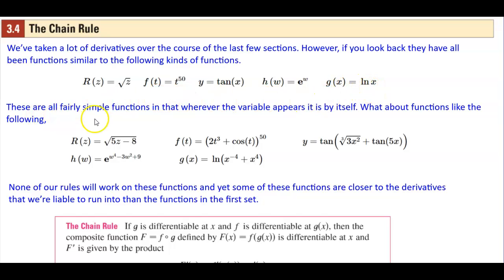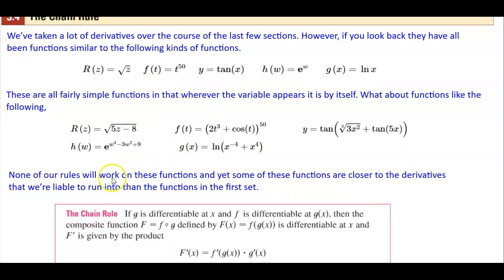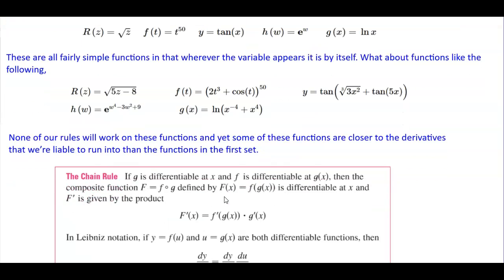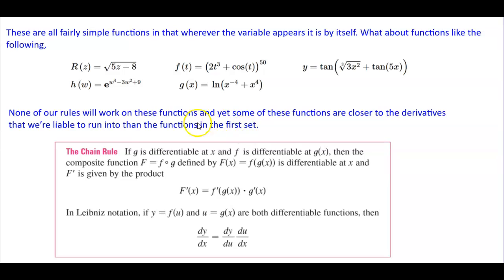Now, these are all fairly simple functions in that wherever the variable appears, it is by itself. Now, what about functions like the following? So here we have functions that we can take a look at here. Now, none of our rules will work on these functions, and yet some of these functions are closer to the derivatives that we're liable to run into than the functions in the first set. So we're introducing what we call the chain rule. The chain rule is going to allow us to find the derivative of these functions.